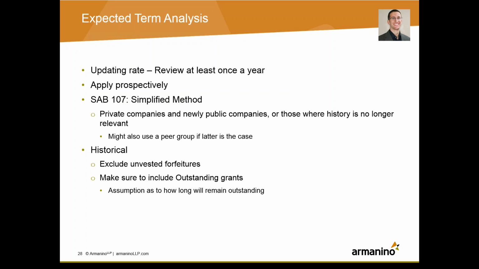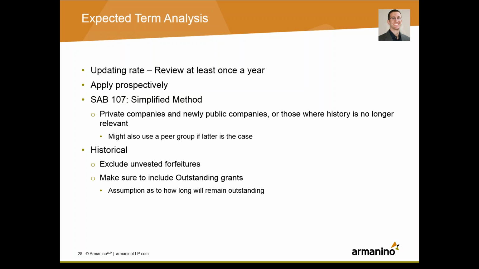But the simplified method, which private companies and newly public companies can use, is really just a formula that the SEC in SAB 107 has kind of dictated. It really takes into account the average of the contractual life and the vesting period. For example, if you have an award that vests 100% at the end of 4 years and it has a 10-year contractual life, that expected term would be 7, right? 4 plus 10, the average is 7 years.